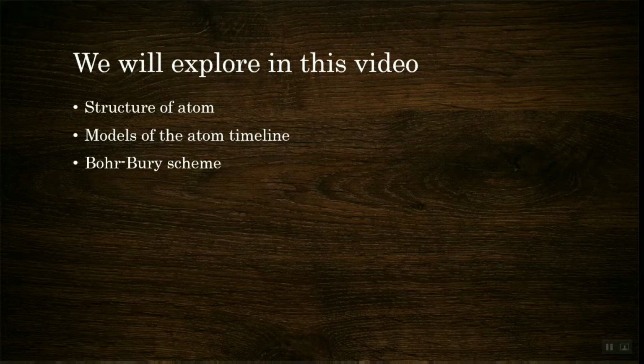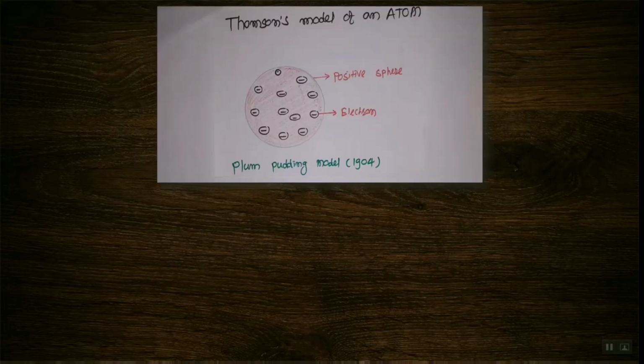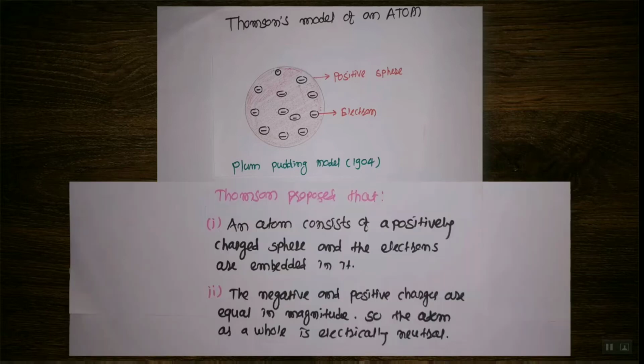So it was then considered necessary to know how the electrons and protons are arranged within an atom. To explain this, many scientists proposed various atomic models. So let's see them one by one. The first model is the Thomson model of an atom. You can see this is the plum pudding model, which was proposed in 1904.